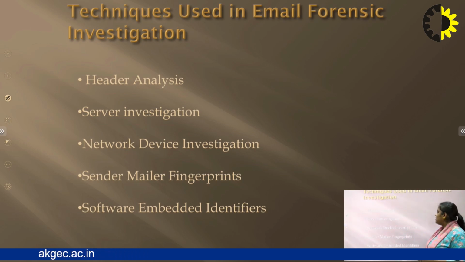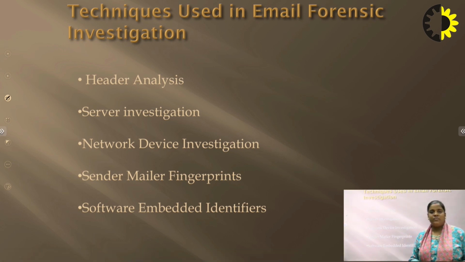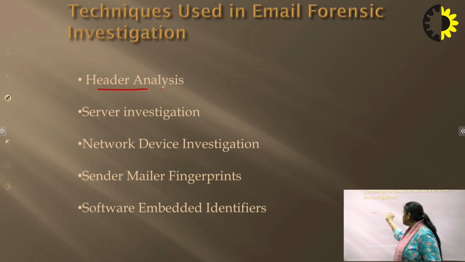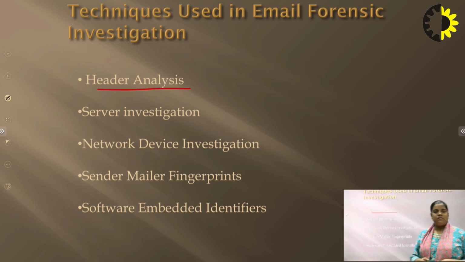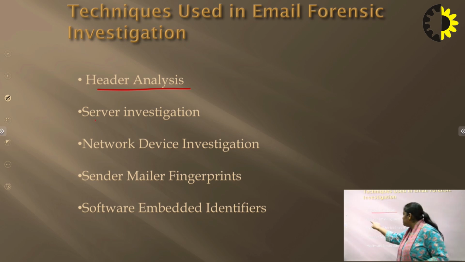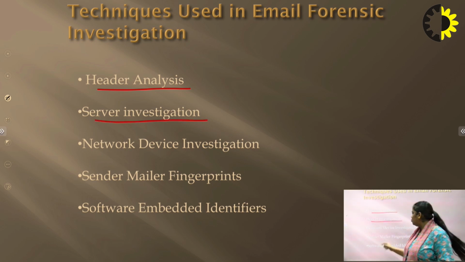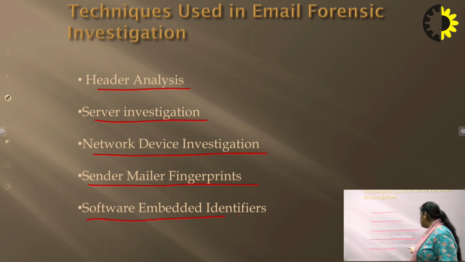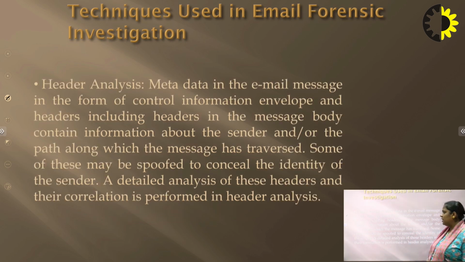Then after, we will discuss what kind of techniques are used in email forensics. So here mainly 5 kinds of techniques are involved to collect evidences in email forensics. First one is header analysis. After that, server investigation. Then we will move towards network device investigation. The fourth one is sender mail fingerprint, and the last one is software embedded identifiers. One by one, we will discuss each of these. So let's start with header analysis.